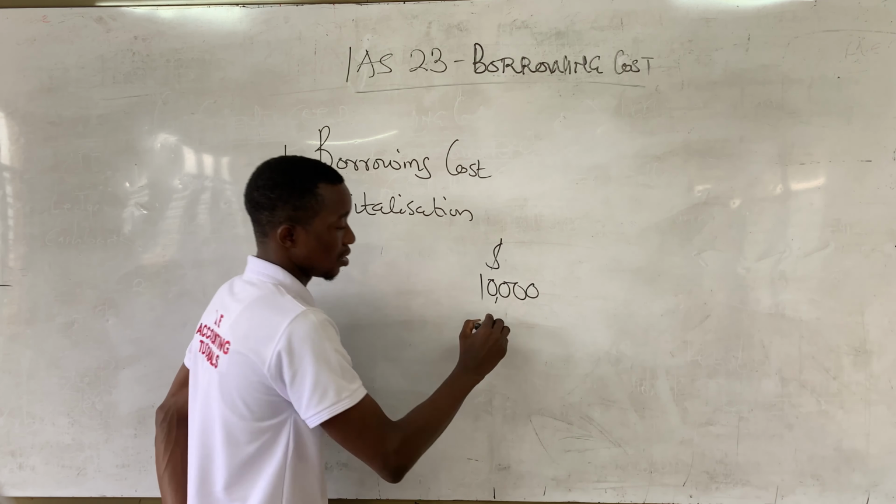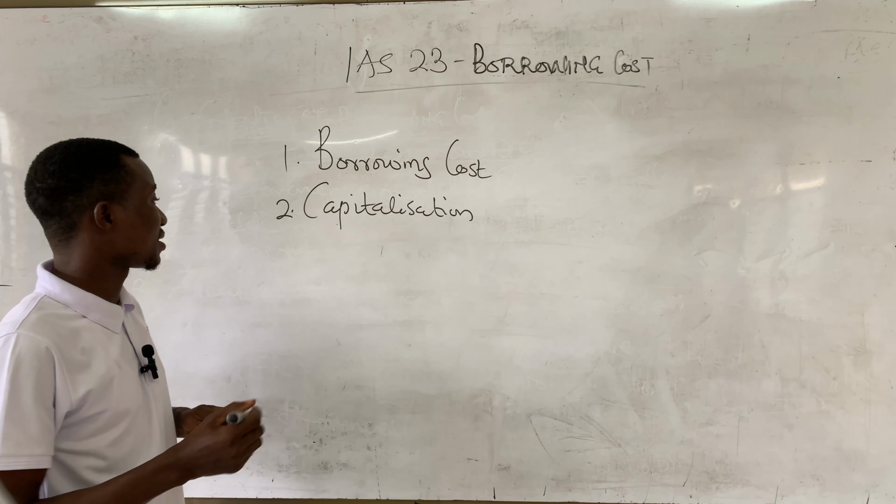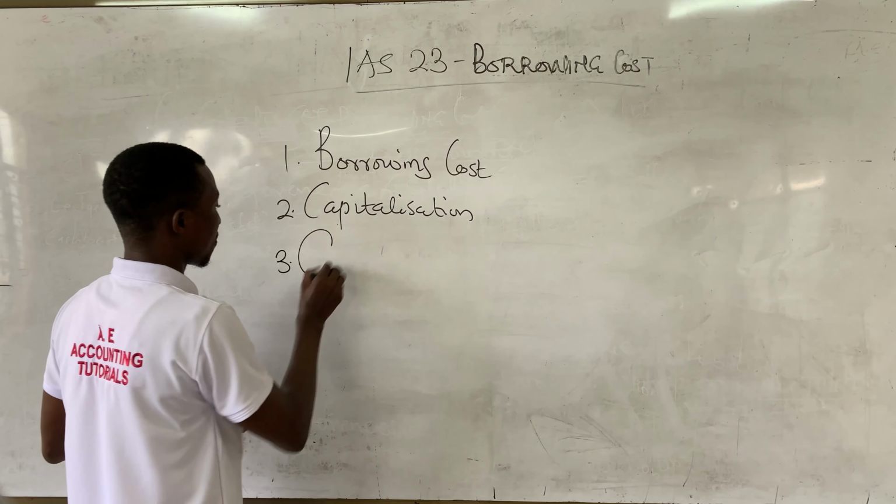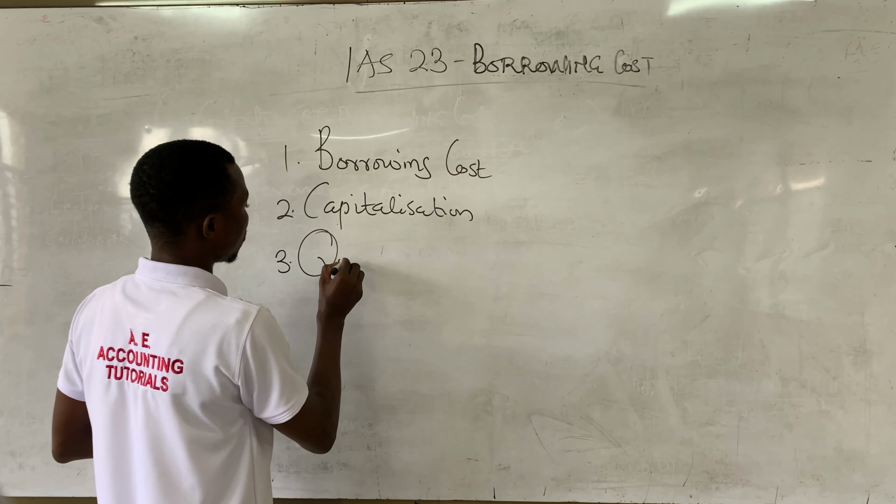Okay, so adding either the interest or borrowing cost to the cost of the qualifying assets in the statement of financial position is what we call capitalization. The third term I would like to talk about is a qualifying asset. So what is a qualifying asset?